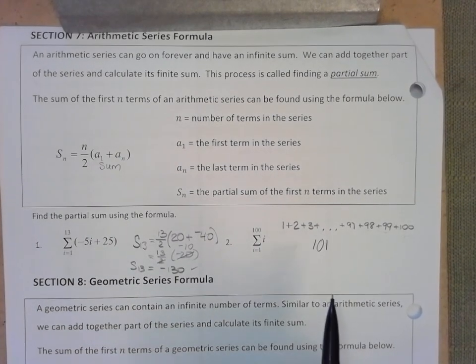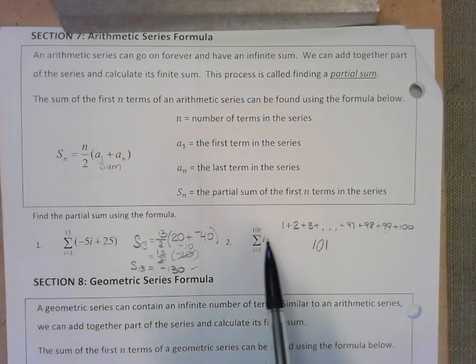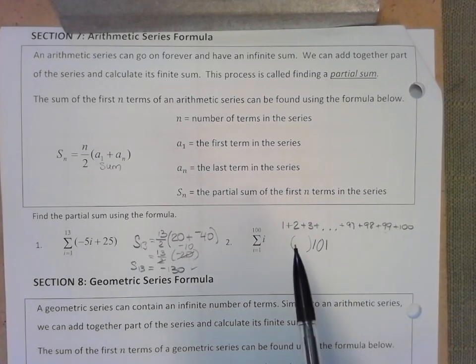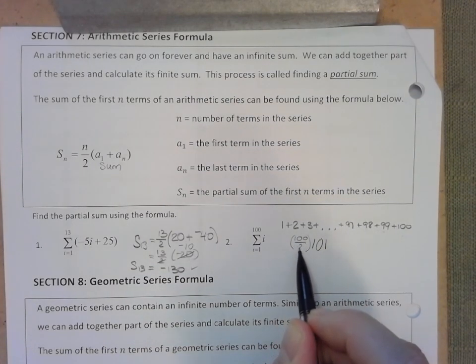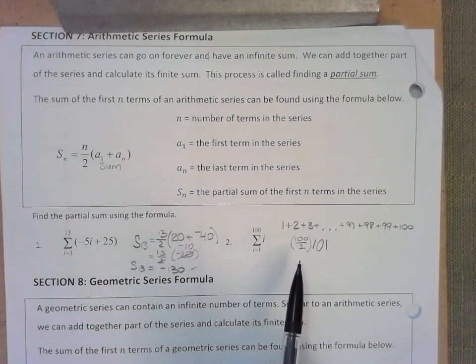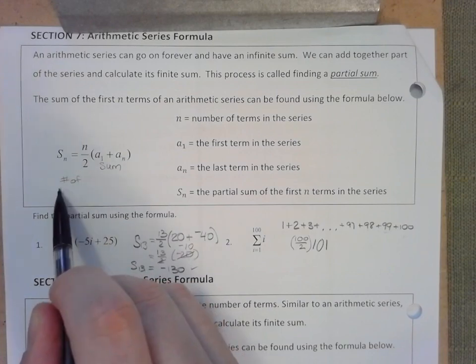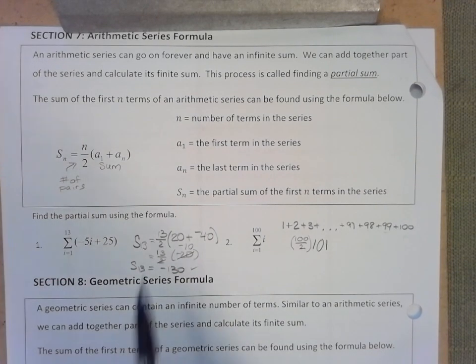Now, I use the term pair because what does n divided by 2 represent? That represents how many pairs of numbers are going to have the same sum. So how many pairs of numbers can we make if we have 100 terms? We'll make 50 pairs. I wrote the number 50 here, but I wrote it as n divided by 2. So this represents the number of pairs. N divided by 2 is the number of pairs of terms that we're adding together.